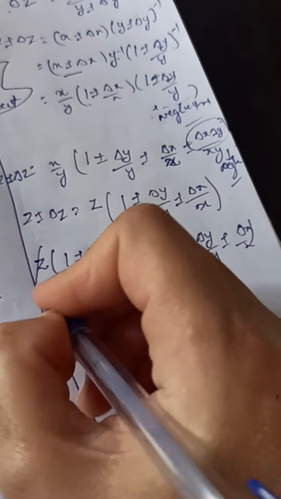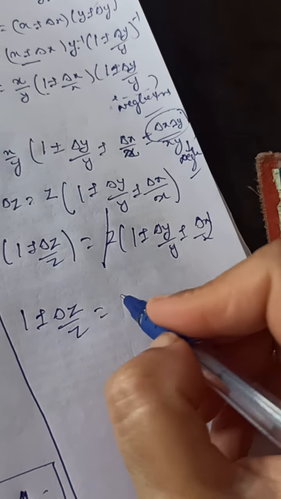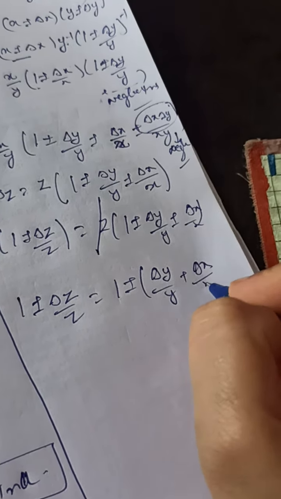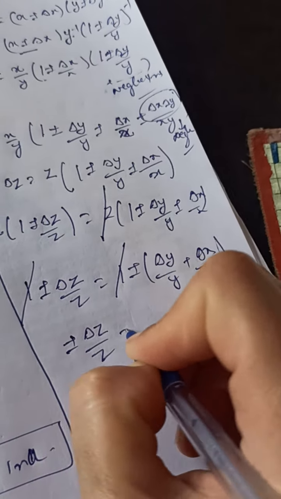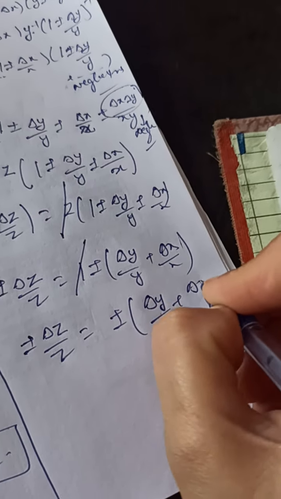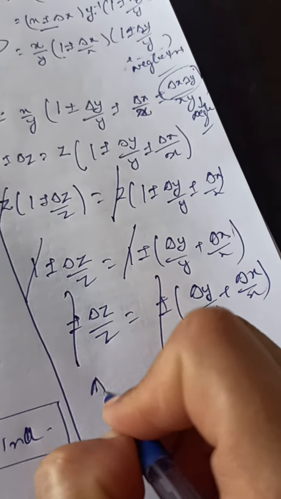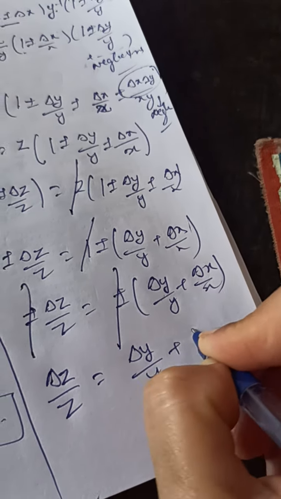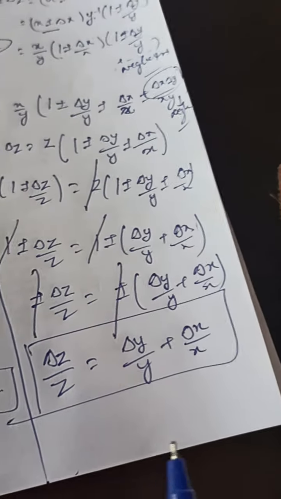Now z goes with z, you have 1 plus minus delta z by z is equal to 1 plus minus delta y by y plus delta x by x. Now 1 goes with 1, plus minus delta z by z is equal to plus minus delta y by y plus delta x upon x. Plus minus sign goes with plus minus, delta z by z is equal to delta y by y plus delta x by x. So this is the result.